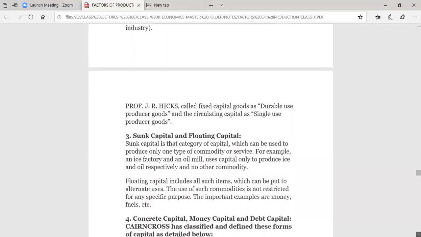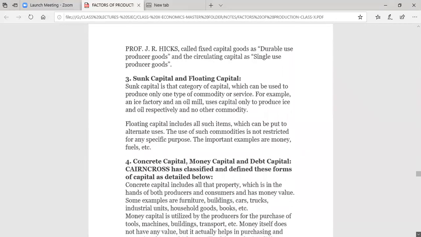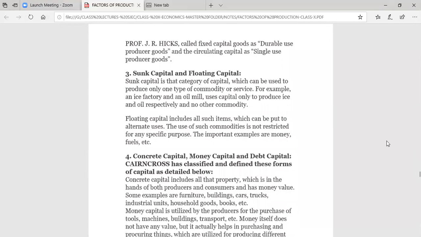Sunk capital and floating capital. Sunk capital is that category of capital which can be used to produce only one type of commodity or services. For example, an ice factory and an oil mill use capital only to produce ice and oil respectively and no other commodity. In an ice factory, if you have visited any ice factory, you may have seen that they produce ice, big slabs of ice.